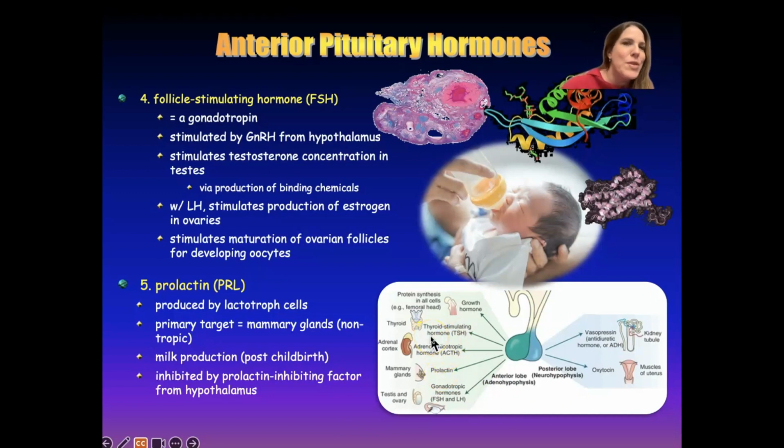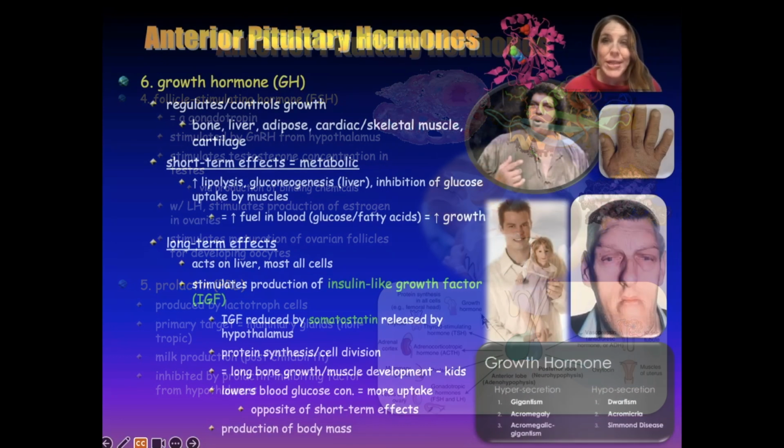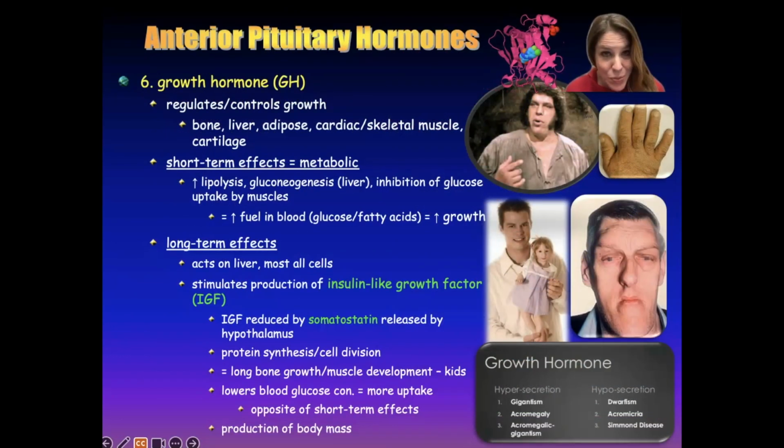That leaves one more of the 6 that we're talking about, and that is growth hormone, which is quite involved and gets a whole slide by itself. So let's talk about hormone number 6 from the anterior pituitary, and that is growth hormone, or GH. And it gets a whole slide by itself because it does a whole lot of things.